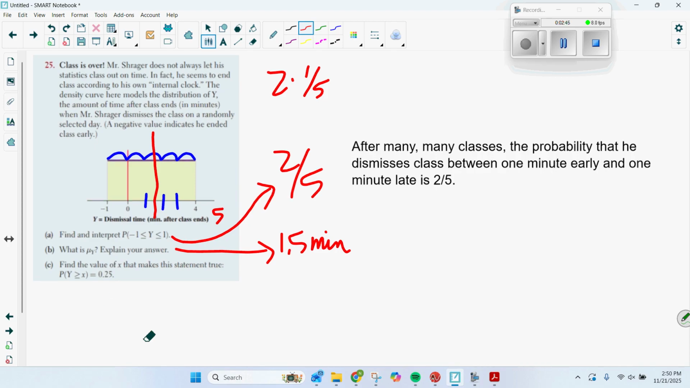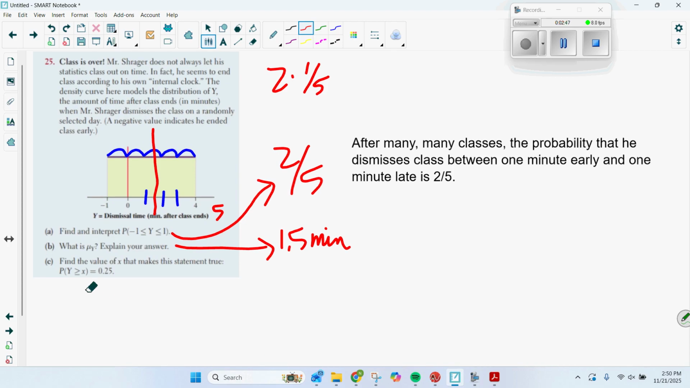Find the value of x that makes this statement true: the probability that Y is greater than or equal to x equals 0.25. So I kind of need to think, it says greater than or equal to. So again, I'm looking at this picture and I'm wanting an answer that is 1/4. So I need to imagine dividing this into fourths.